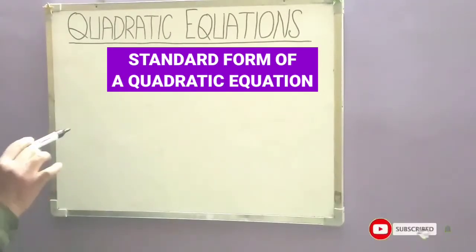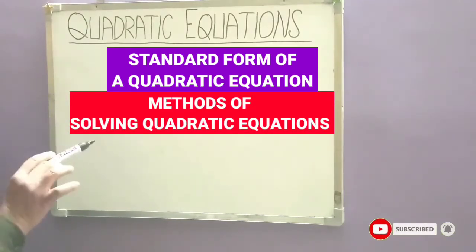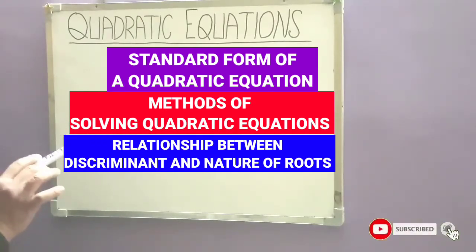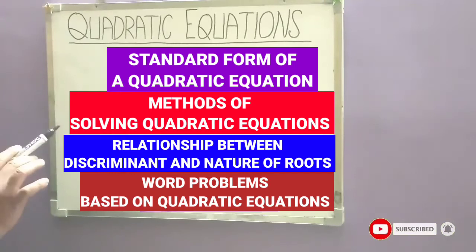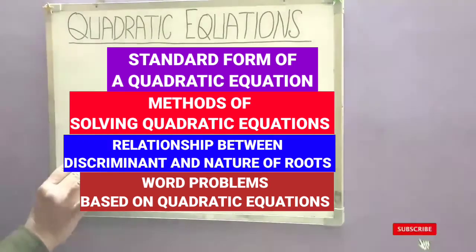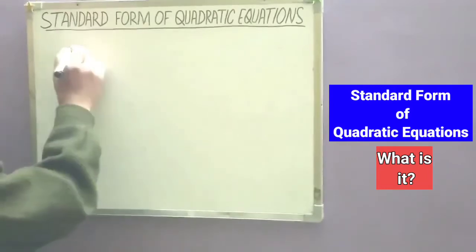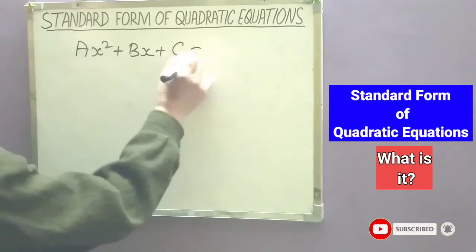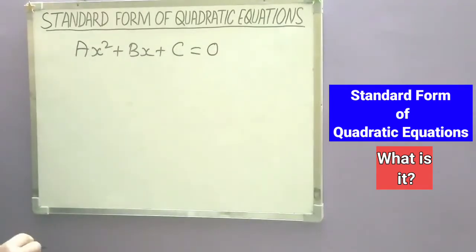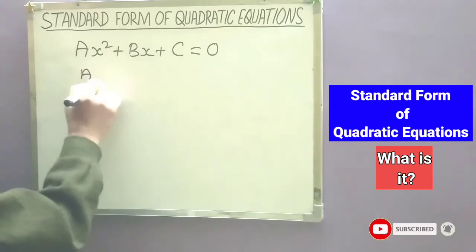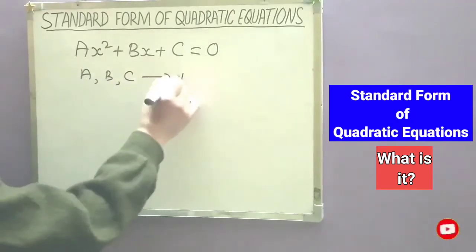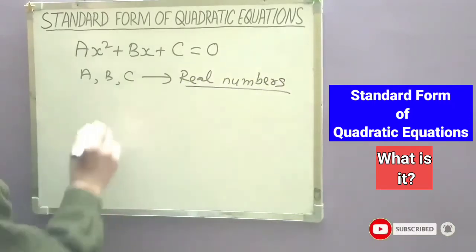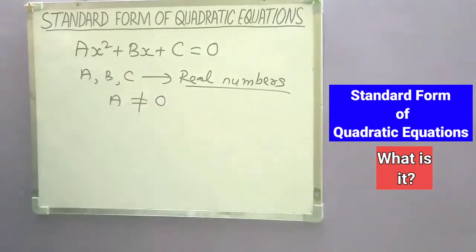Let's learn some concepts on quadratic equations. Standard form of quadratic equations, methods of solving quadratic equations, relationship between discriminant and nature of roots, word problems based on quadratic equations. An equation of the form ax² + bx + c = 0 is called the standard form of a quadratic equation, where a, b, c are real numbers with a not equal to 0.